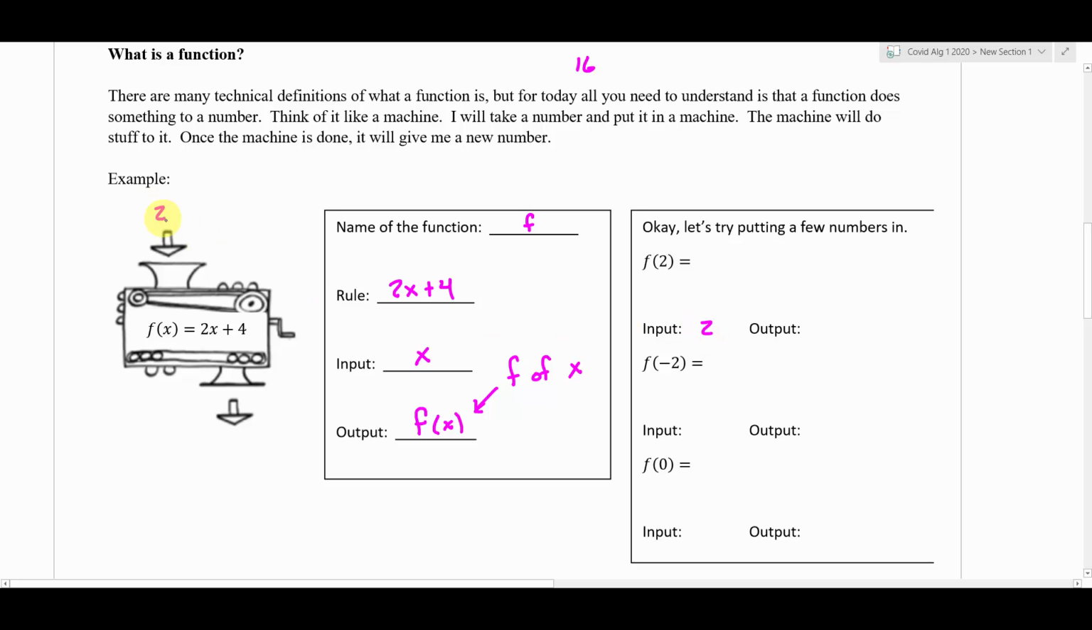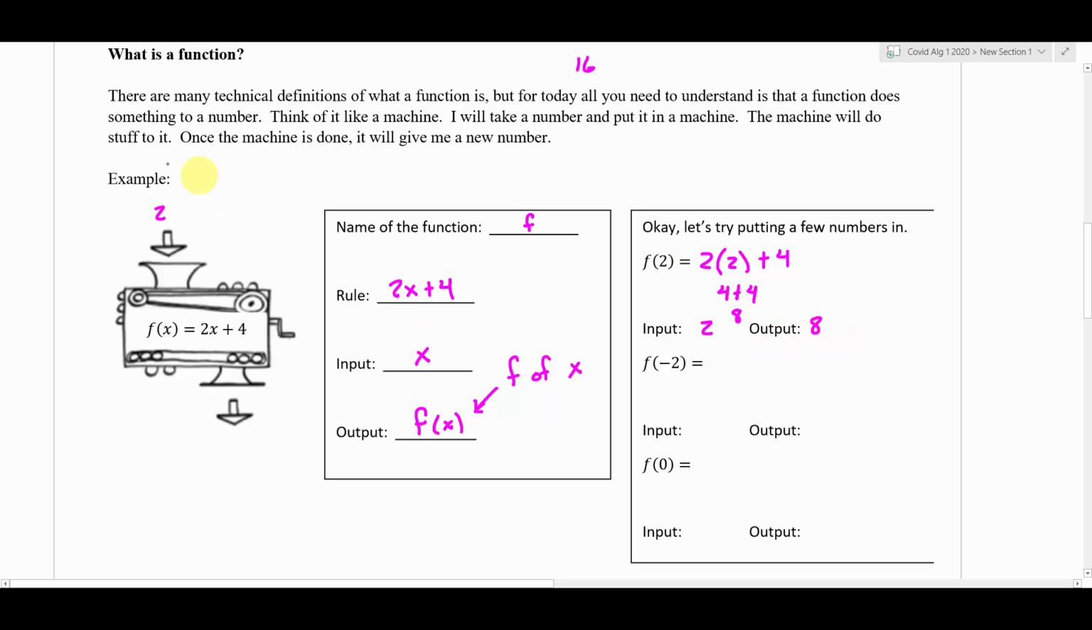So I'm going to come over here to my machine. I'm going to put a 2 into the machine, which means the x is going to get replaced with a 2. So I'm going to come over here and write my rule. 2, but instead of an x, I'm going to put a 2. So it's not going to be 2x. It's going to be 2 times 2 plus 4. And then I use my order of operations to evaluate this rule. So 2 times 2 is 4. And 4 plus 4 is 8. So my output is 8. When I put a 2 in, I did stuff to it, I got out an 8.